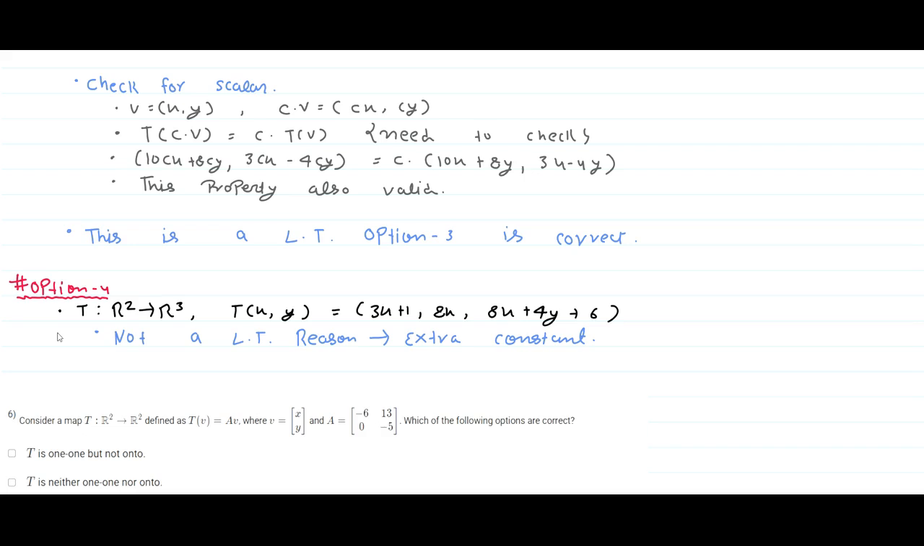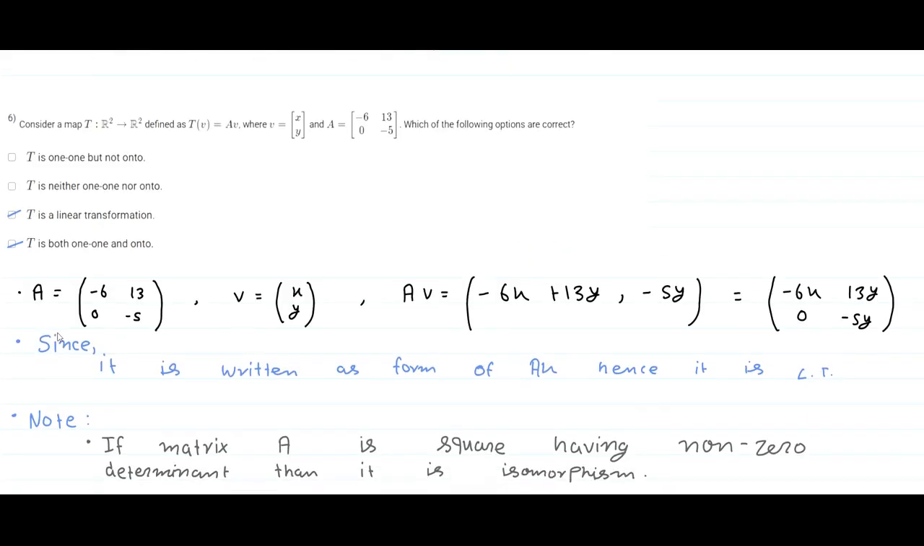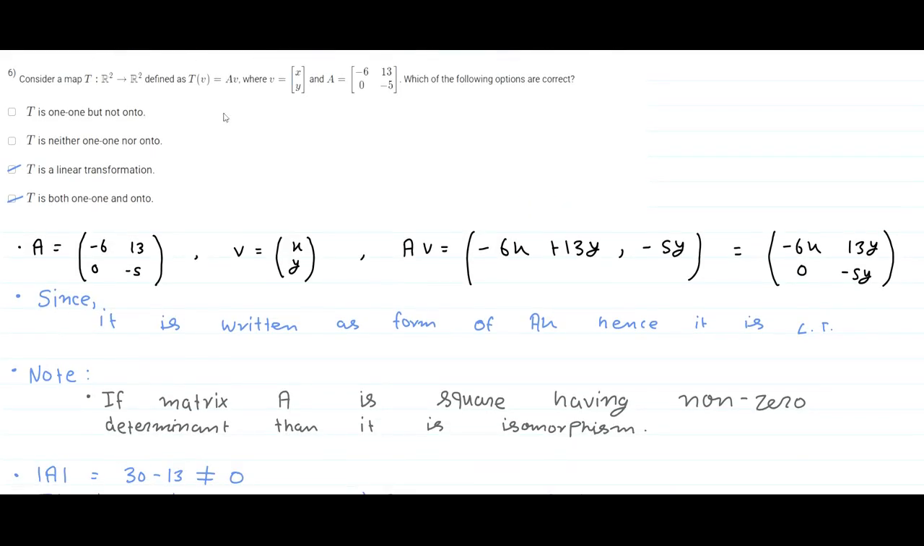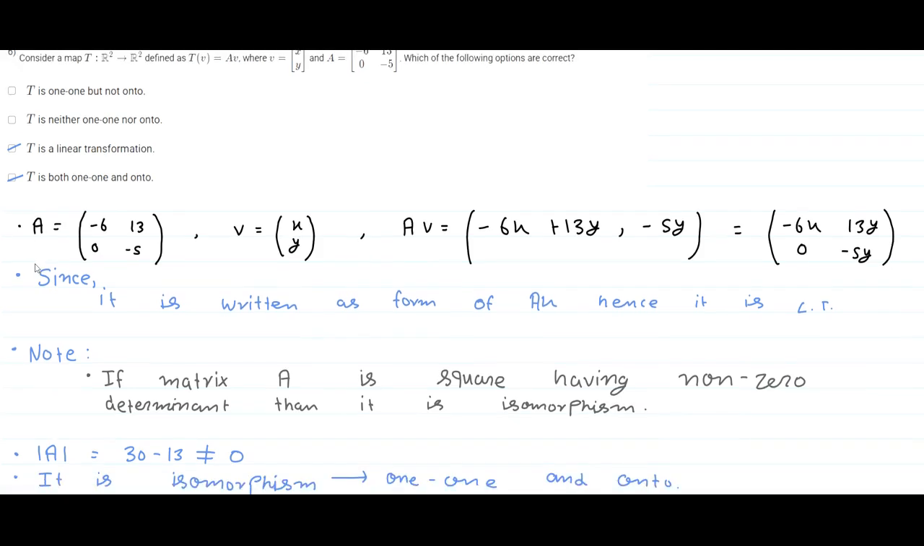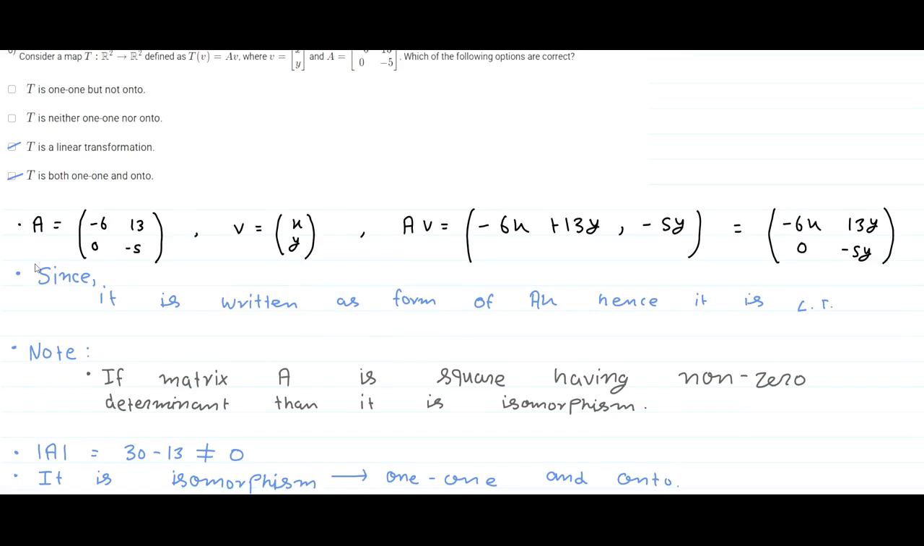Let us now move towards question number 6. Question number 6 says that, consider a map from R2 to R2, such that the transformation of vector V is equal to A times V, where the matrix is already given. And we have to select which of the following options are correct. We know that if a map can be written as matrix multiplication, then it is a linear transformation. And here it is clearly seen that it can be written in the form of matrix multiplication. Hence it is a linear transformation. Which means that option number 3, which basically says that T is a linear transformation, is correct.